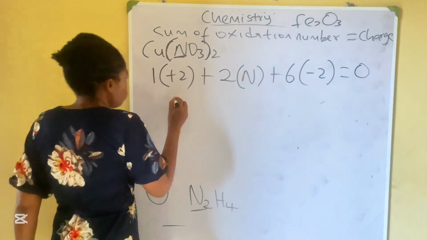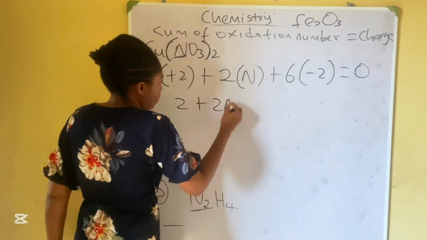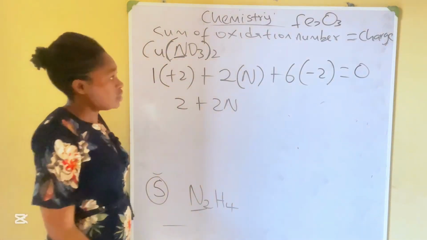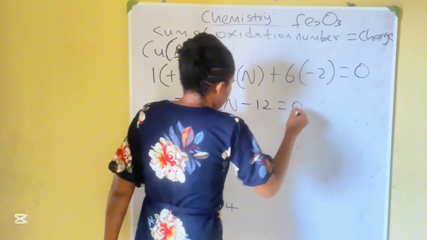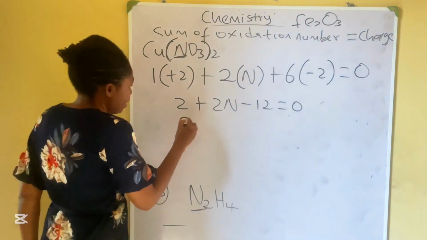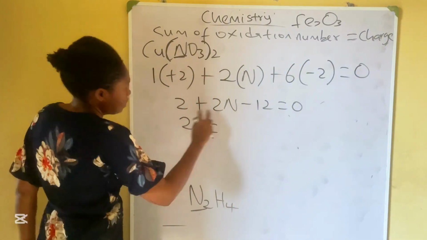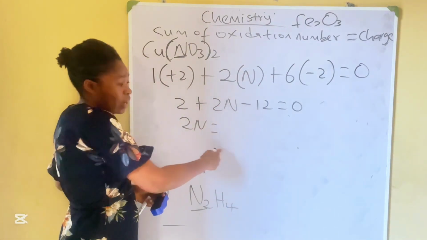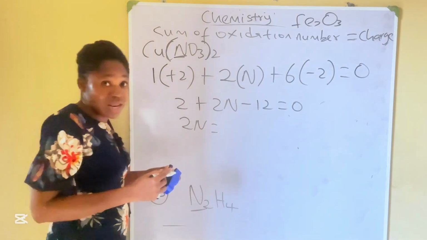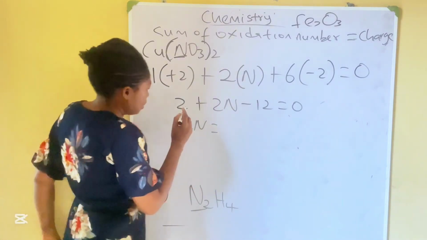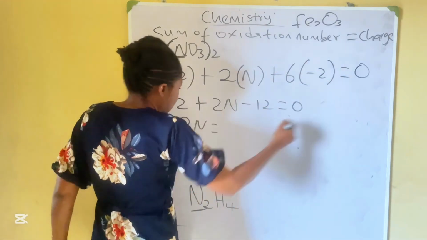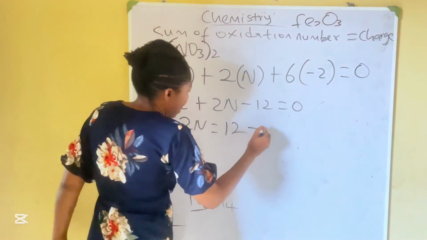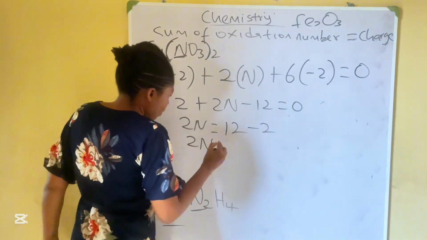So 1 times +2, plus 2N, plus 6 times -2, will give us -12 equals 0. So 2N. You can move the numbers to the other side, or you can also do 2 minus 12 and continue. You see the same thing. In any way you want to put it, you're still correct. This -12 crossing the other side will be +12. This +2 crossing the other side will become -2.